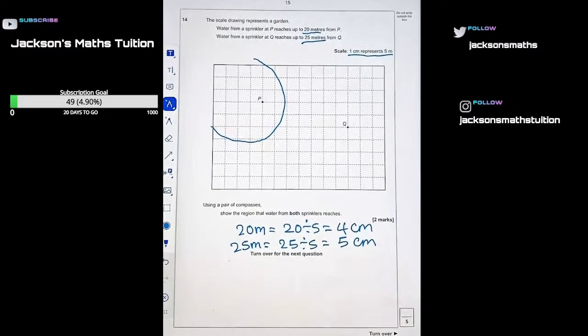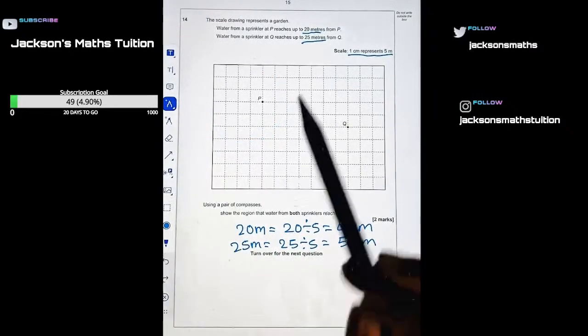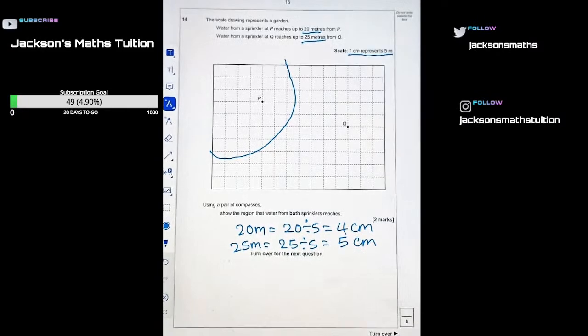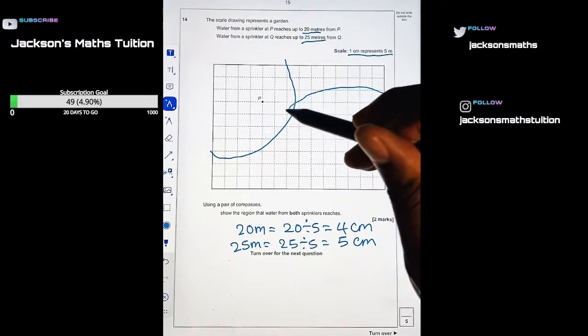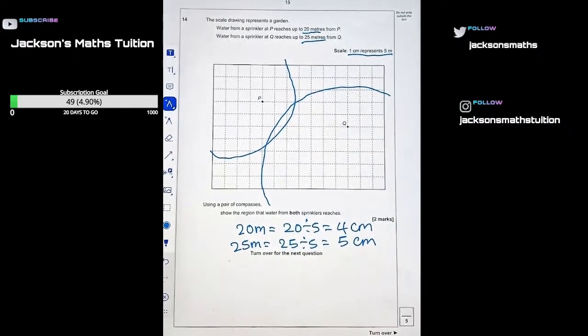Okay? And then at Q, you're going to open the compass to 5 centimeters. Open it to 5. And then you're going to draw the arc so it intersects this one here. So when you put it at Q here, it's going to give you a nice circle intersecting this one. Something like that. Okay? This is higher, guys.